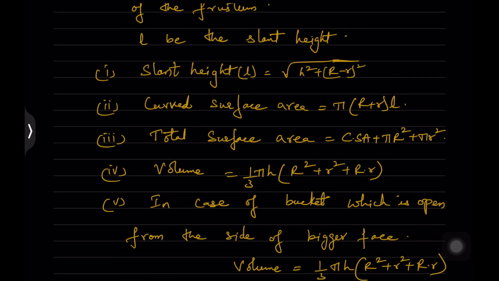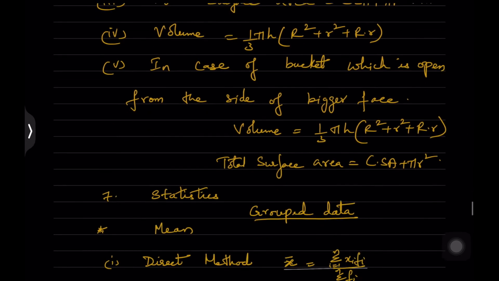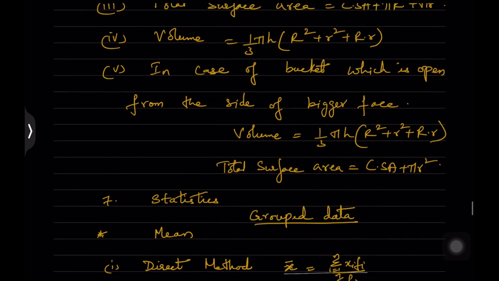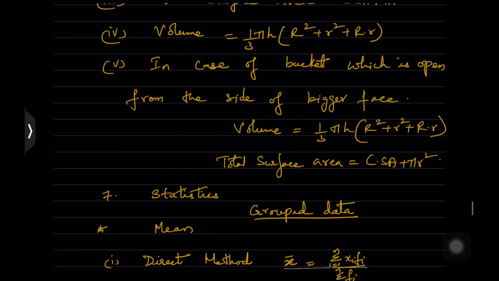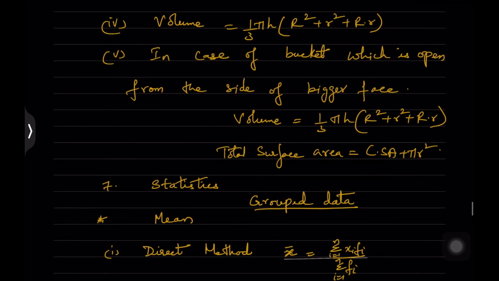In case of a bucket which is open from the side of the bigger base, volume is equal to 1 by 3 pi h into (capital R square plus small r square plus capital R into small r). Okay, that's the volume. Now total surface area is equal to CSA plus pi small r square.